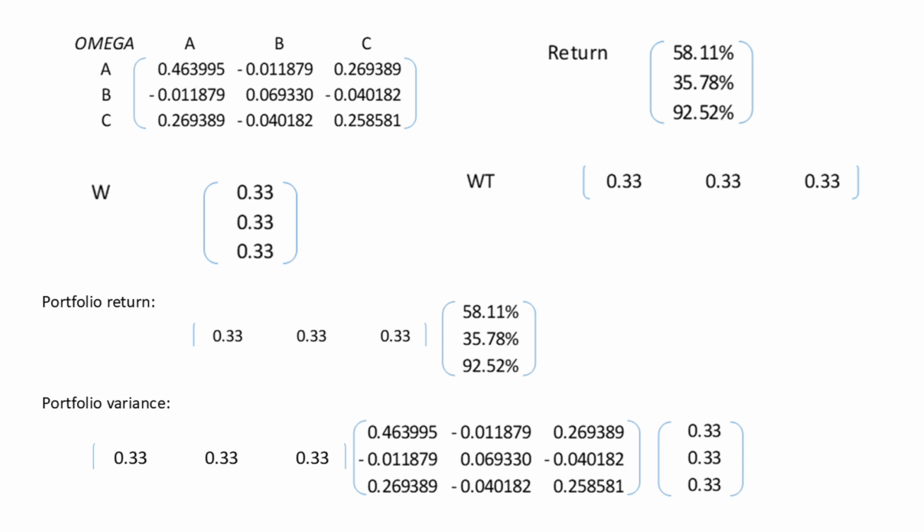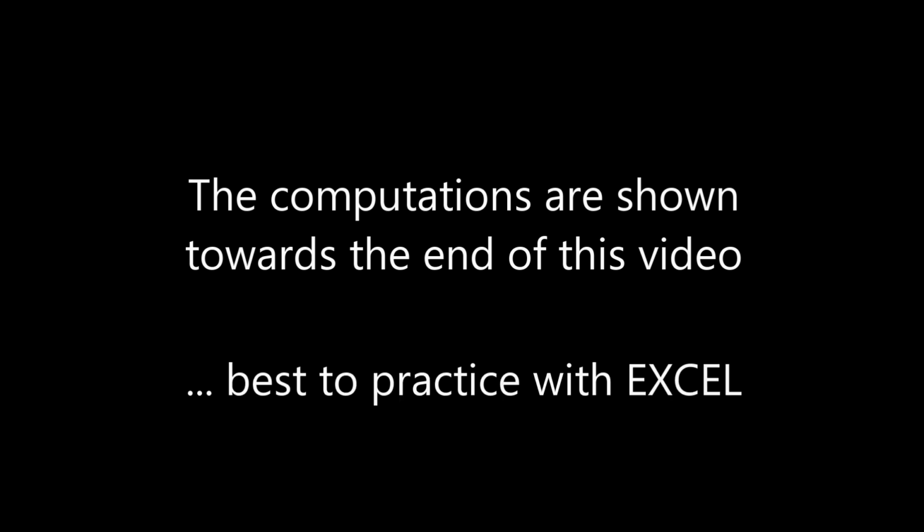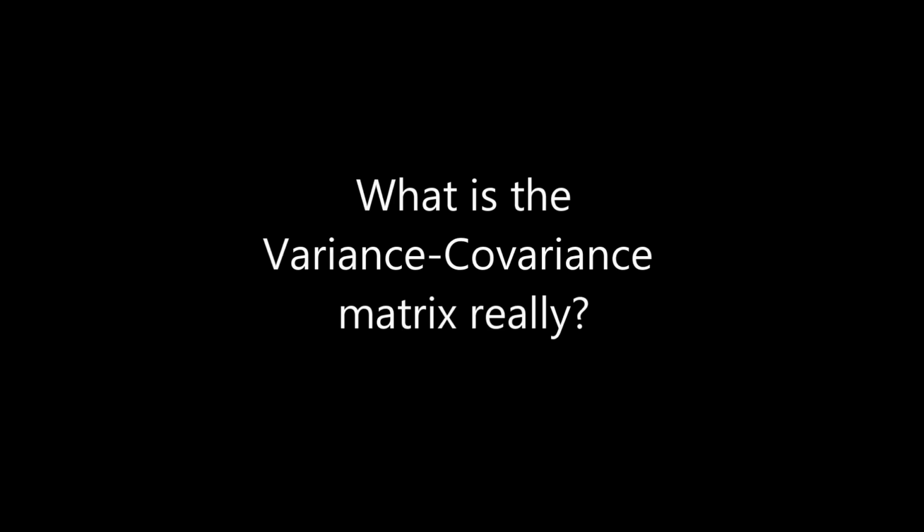So with matrices, the computations become very straightforward. And by the way, the actual computations will be demonstrated towards the end of this video to help you double check your work. We highly encourage you to actually open the spreadsheet and work the numbers yourself using Excel. Anyway, meantime, the biggest question might be, what is the variance-covariance matrix and how does one compute for it?